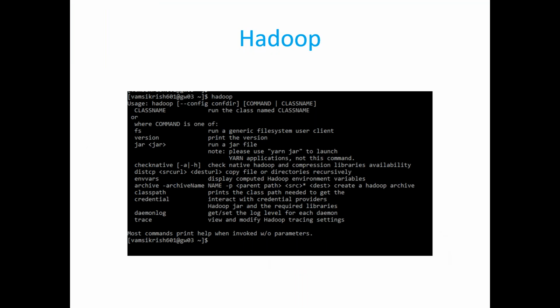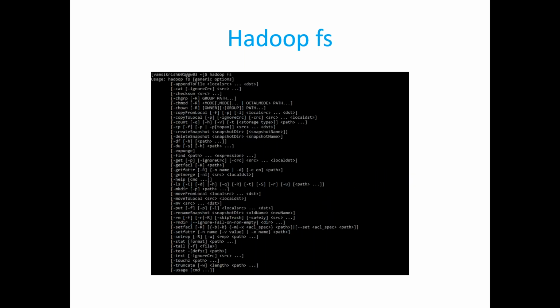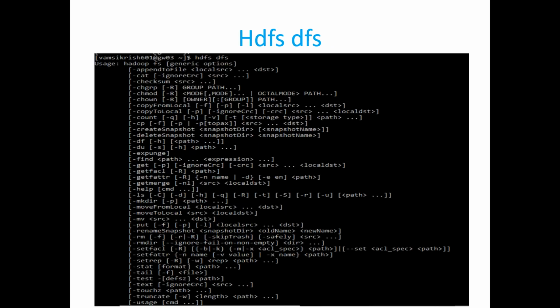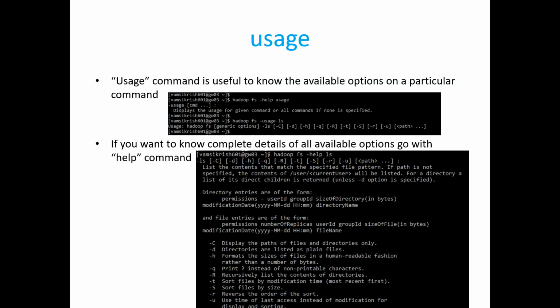So we have seen how to use the hadoop command, and we have also seen how to use hadoop space fs to get the list of all the subcommands. And we have seen how to use hdfs space dfs to get the list of all the subcommands under that. Now there are plenty of commands. To get more information about any command, you're going to use the usage command. So the syntax goes this way: hadoop space fs, then hyphen usage, and then the command.